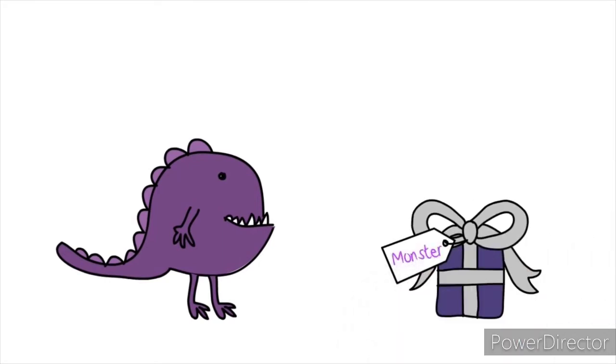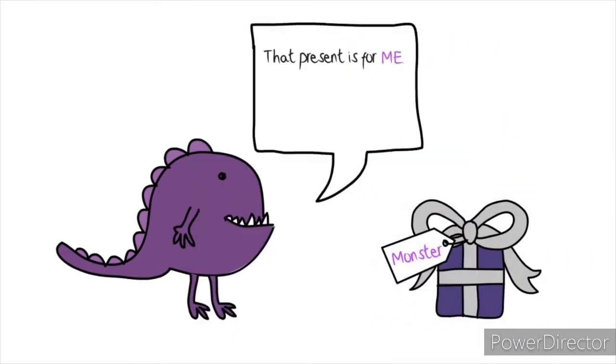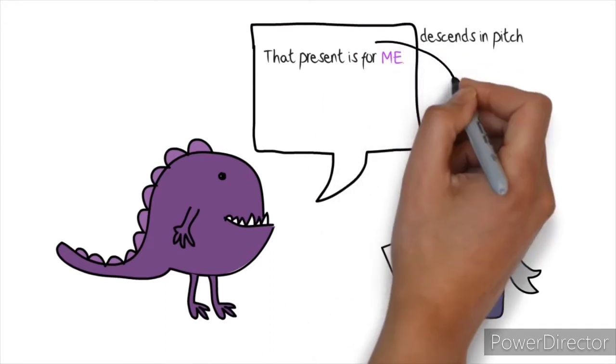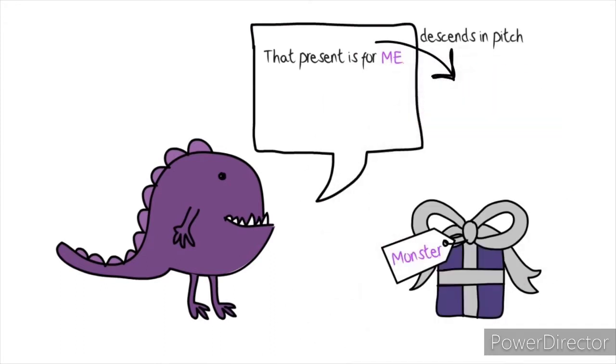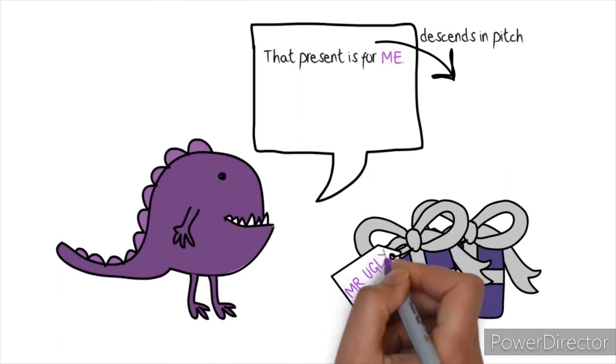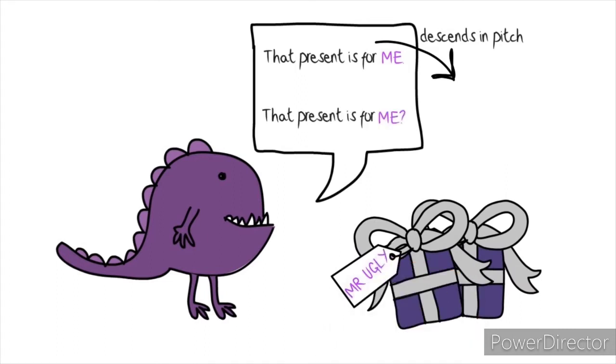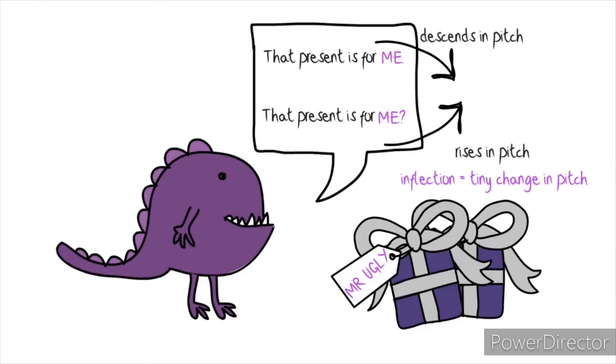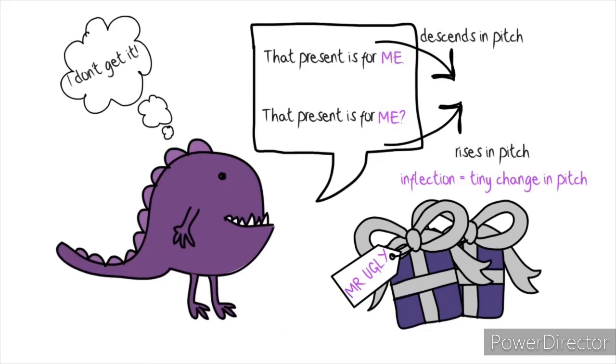For example, when I make a statement like this, "That present is for me," my voice descends in pitch. But I could say the same words like this, "That present is for me?" Suddenly, the same words have become a question because my voice has risen in pitch at the end. That rise in pitch, or inflection, is really very small, much smaller than most changes of pitch in music, but we get the point straight away.